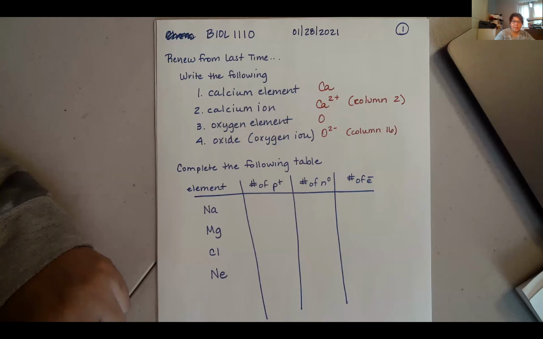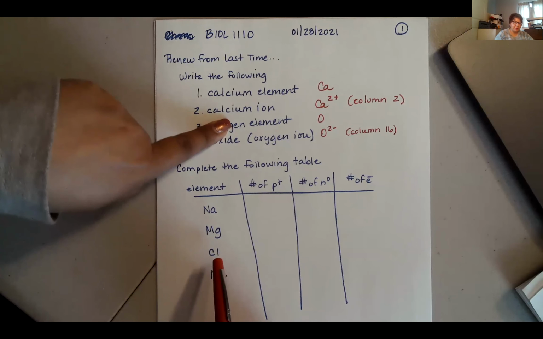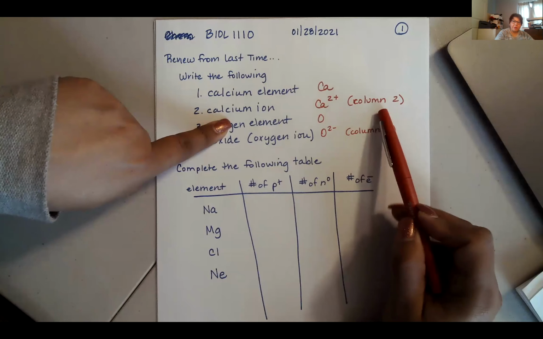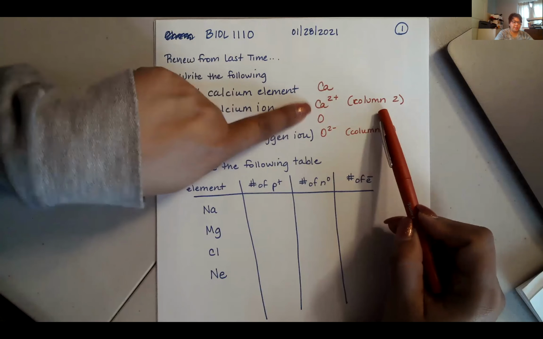We'll go ahead and check your answers with mine. It's okay if you haven't finished yet. But here's my answers. Calcium just as an element or calcium atom is just capital Ca. But calcium ion, remember that's when it either loses or gains electrons. Because it's in column number 2, everyone that we're interested in biology, in column 2 forms a 2+ ion.